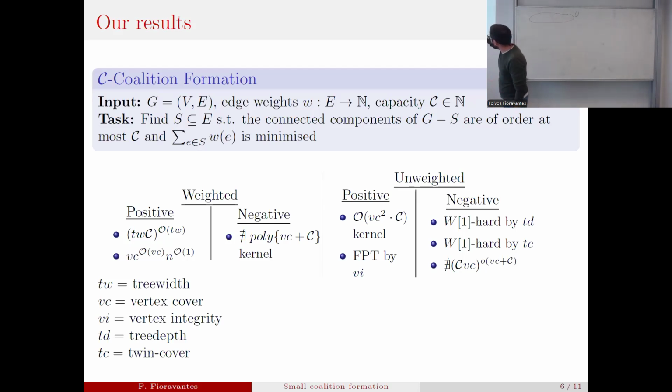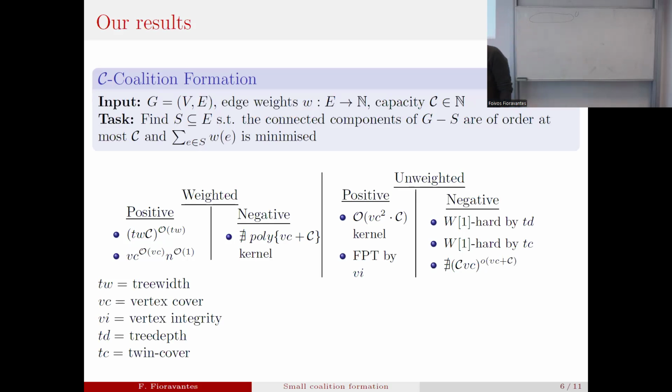In the main results, there is a polynomial kernel for the unweighted case, which probably does not translate to a polynomial kernel for the weighted case, because we showed that this is unlikely. And we have an FPT algorithm parameterized by the vertex integrity. So this is what we have done.